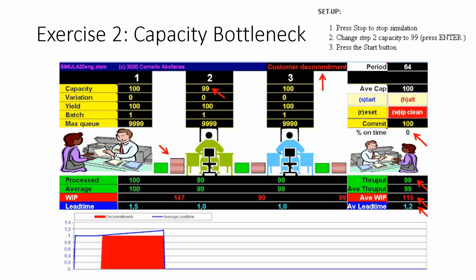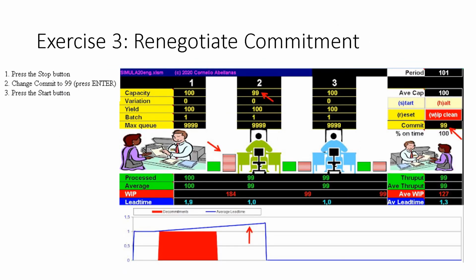How can we improve delivery performance if the bottleneck cannot be improved? How about renegotiating the delivery commitment with the customer? In a normal situation, it is possible to compensate for a lower capacity in one department by working a bit faster in order to catch up with the work or by working overtime, etc.